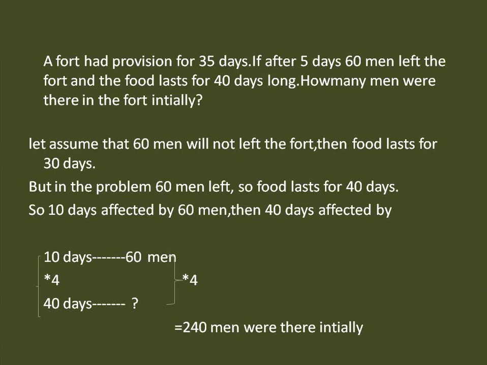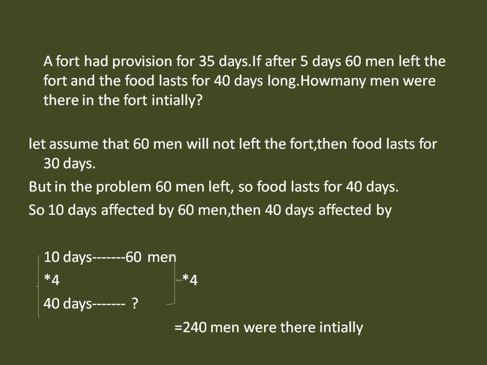Let us assume that 60 men will not leave the fort. Then food lasts for 30 days only. How? Actually, food is available for 35 days. After 5 days means 5 days have completed. So remaining 30 days only, then food lasts. But in the problem, 60 men left the fort. So the food lasts for 40 days. So here 10 days affected by 60 men, then 40 days affected by how many men?